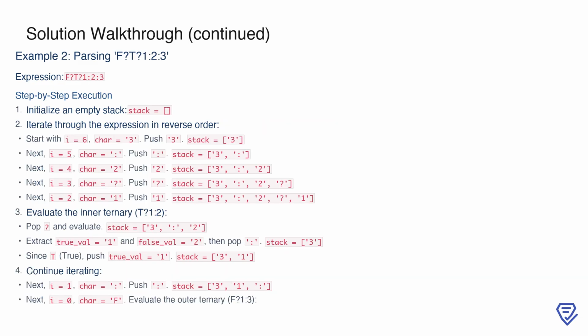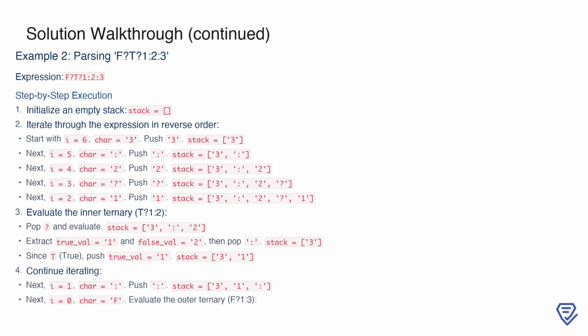Now, we parse the more complex expression F?T?1:2:3. Again, we start with an empty stack and iterate in reverse. The first character 3 is pushed onto the stack, followed by colon and 2. Next, we encounter question mark, which is also pushed, and then 1.